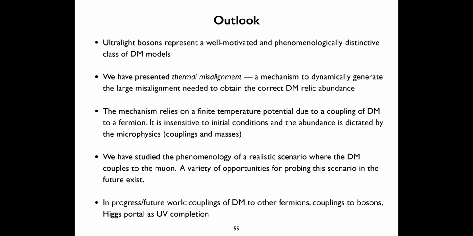So ultralight bosons represent a well-motivated class of dark matter models. And I've discussed our thermal misalignment mechanism. It relies on a coupling of the scalar dark matter to fermions in thermal equilibrium that results in a finite temperature potential. This drives the scalar field towards large field values in the initial stages of the evolution, generating misalignment. And we studied a specific case where the scalar field couples to the muon, and it's a realistic scenario.